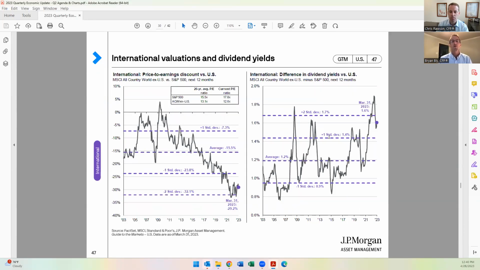From an international versus U.S. perspective, international is a lot cheaper from a valuation perspective than the U.S. So up here really depicts the relative values, and then up here is the true value. So as you can see, historically, the current ratio for international is lower than the historical, and relative to the U.S., it's a lot cheaper. In the same way for the dividends.